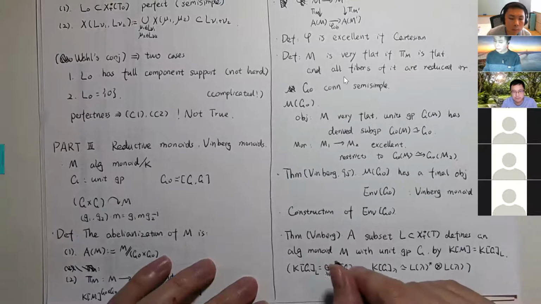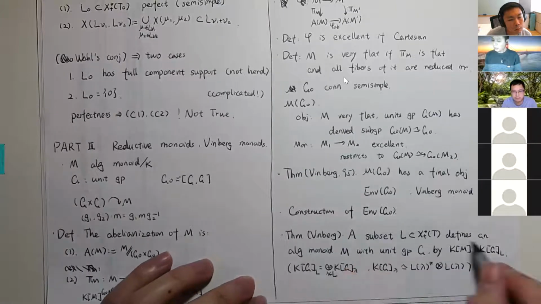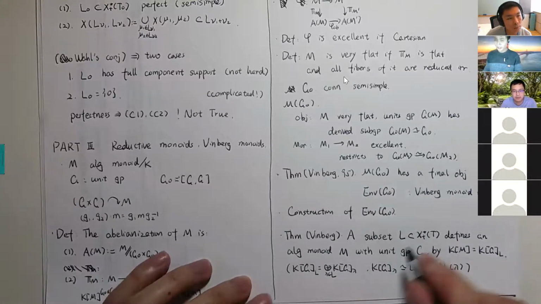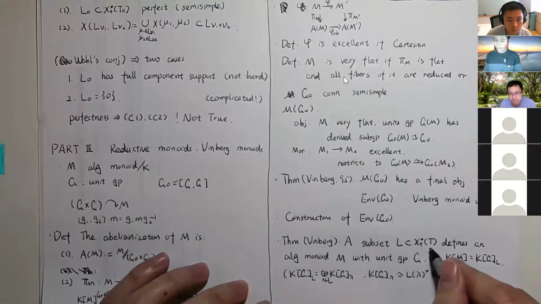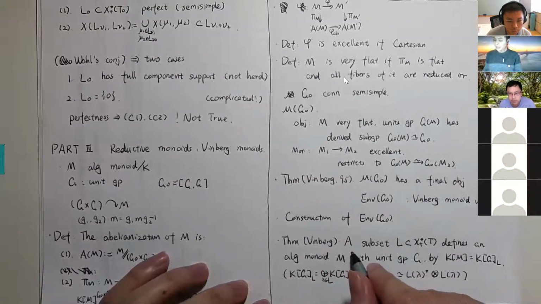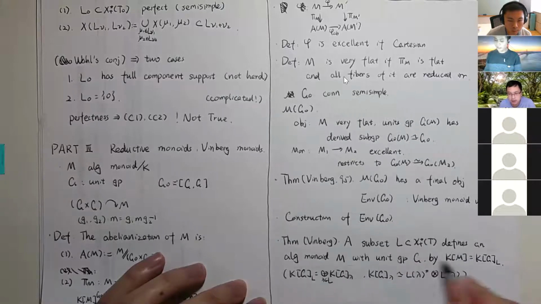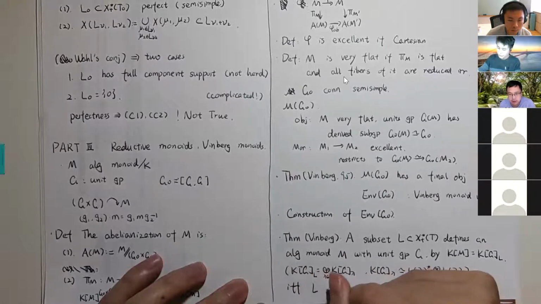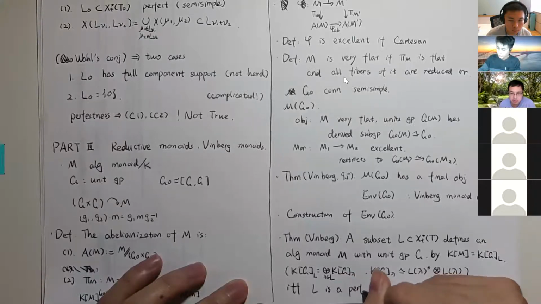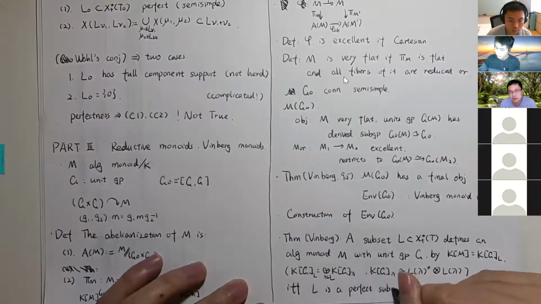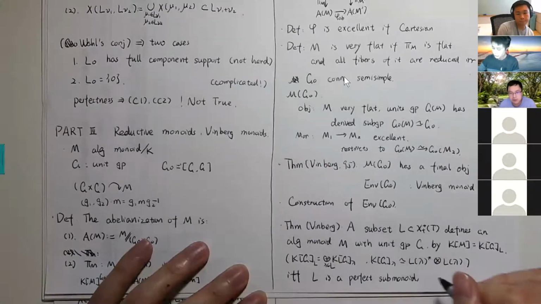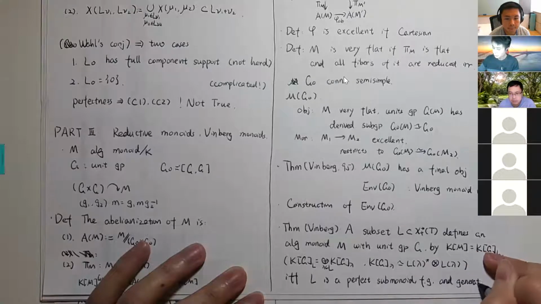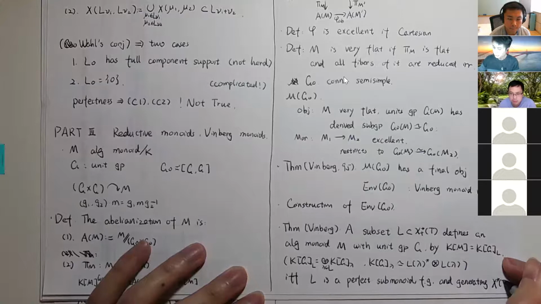So actually all reductive monoids M with unit group G are defined in this way, by a subset L of dominant weights. And the theorem states that a subset L defines such an algebraic monoid with unit group G if and only if L is a perfect submonoid of the dominant weights, and it is finitely generated and generates the weight lattice as a group.